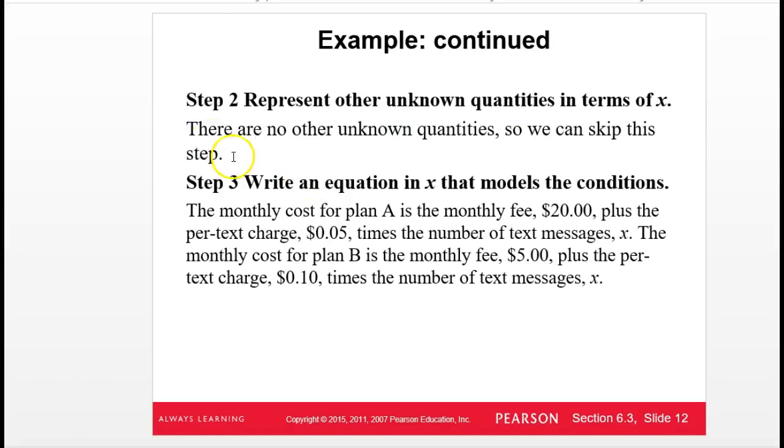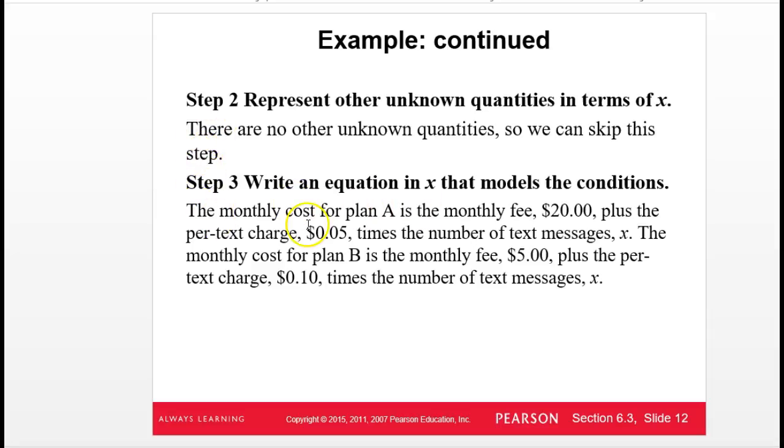Alright, if you were following that 5-step guideline, step 2, represent other unknown quantities in terms of x. There were no other unknown quantities. It's just how many texts until they're equal. So there's nothing else that we're having to find here. So nothing to do with step 2.